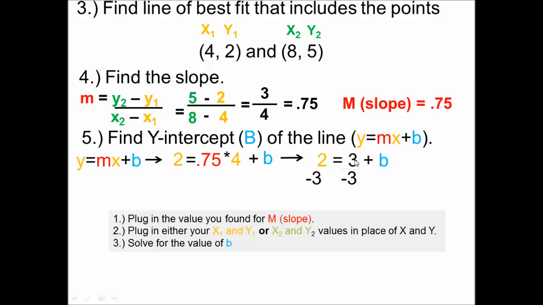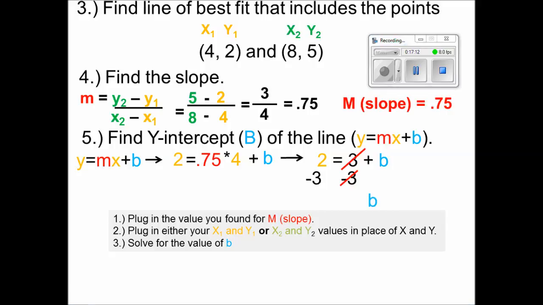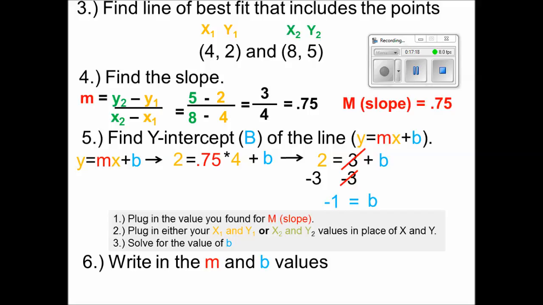So now positive 3 is going to cancel with negative 3, which leaves us just with that variable b, which is what we want. And now we're going to take 2 minus 3, b is equal to negative 1. And now our last step is just to write in the m and b values. So we're going to say that y is equal to 0.75, so again our m value, minus, in this case because we got a negative number here, minus 1. And there you go. You now have found your line of best fit.